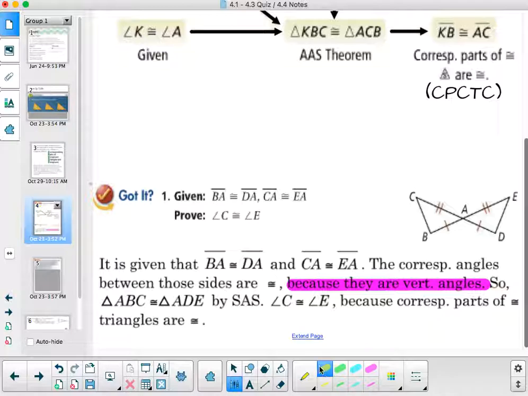theorem, okay? So therefore, by side angle side, we know that these two triangles are congruent, and thus by CPCTC, angle C is congruent to angle E. Those are the steps I'm looking for.